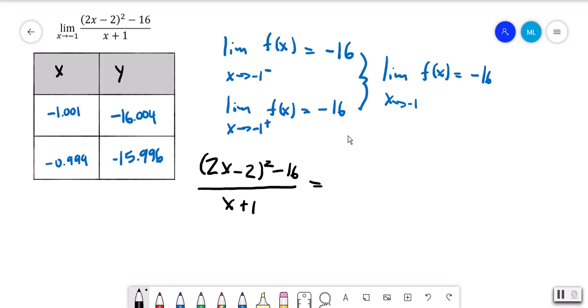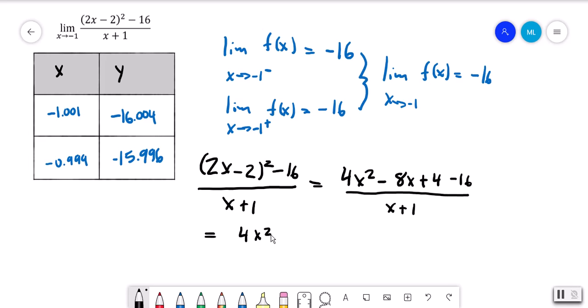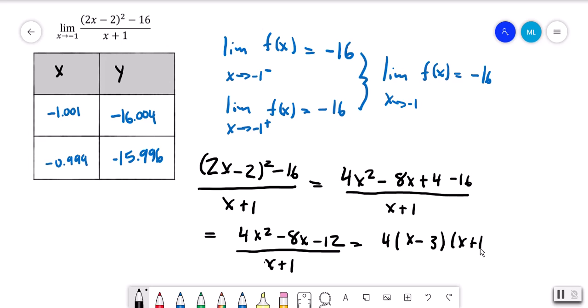Now, in my mind, I'm going to tell myself that I could probably just FOIL this out, and I'll get 4x squared minus 8x plus 4 minus 16, all divided by x plus 1. This reduces even further to 4x squared minus 8x minus 12, all divided by x plus 1. Now, if you factor this, you can factor it as 4 times x minus 3 multiplied by x plus 1, divided by x plus 1. Then we notice that that cancels out the x plus 1 factor, so it reduces the expression down to 4 times x minus 3.